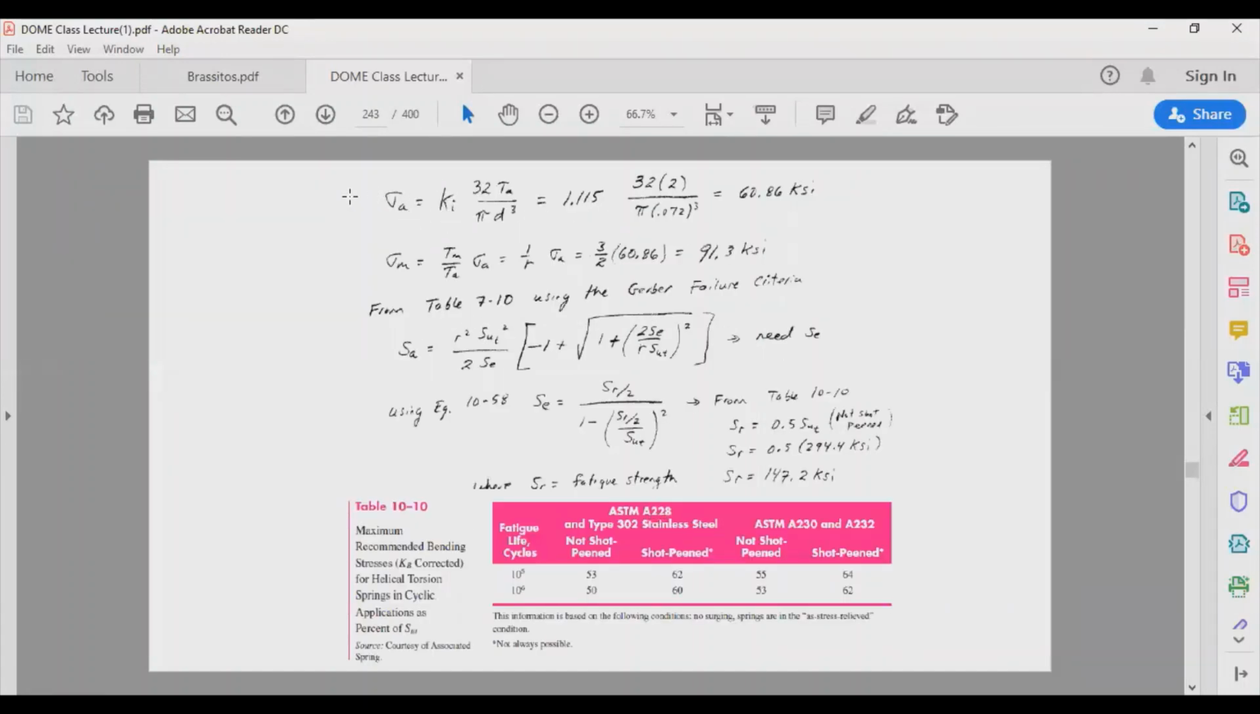We said the maximum stress is going to occur on the inner fiber. So we can get sigma A from this, and then we can get sigma M. Again, here, instead of redoing all these equations, we know sigma M and sigma A are related by the proportion of the torque, the mean over the alternating, or you can simply reuse that equation. So you can say sigma M is equal to Ki times 32 Tm divided by pi d cubed, so you're going to get this. So we have the alternating and then we have the mean.